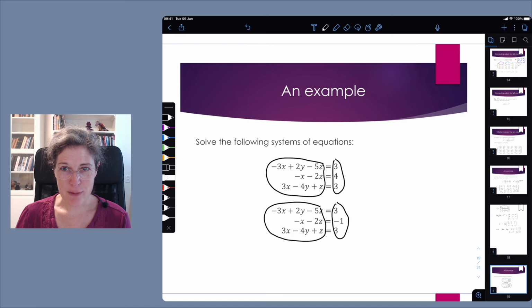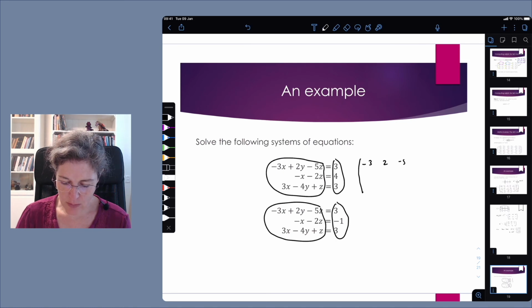So let's have a look at solving these systems of equations. Now we can write these out as matrix equations. So we would write out this first one as minus 3, 2, minus 5, minus 1, 0, minus 2, and you'll notice you should be getting kind of familiar with these entries by now.